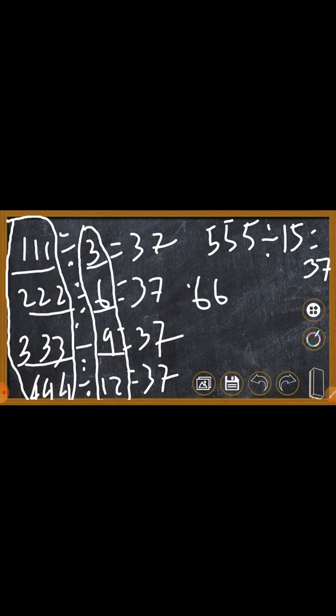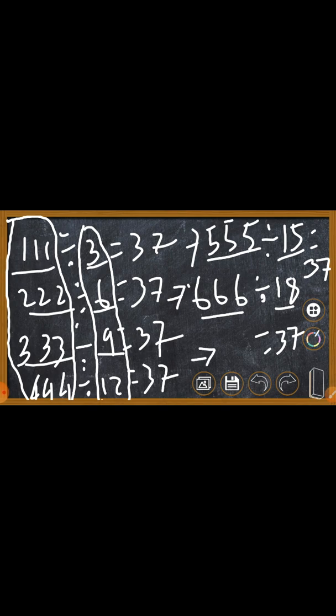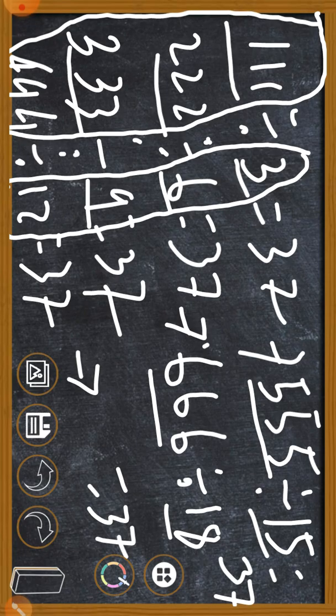The next one after 555 you get 666. And after 15, what comes in the 3 table? After 15, 18 comes. 3 5s are 15 and then 3 6s are 18. So 666 divided by 18 is also equal to 37. This is your next step. I have written the first step, I have written the second step. They have asked you to write 3 more steps, I have written 2, so the third step you guys are writing. Okay, let's move on to the next pattern.